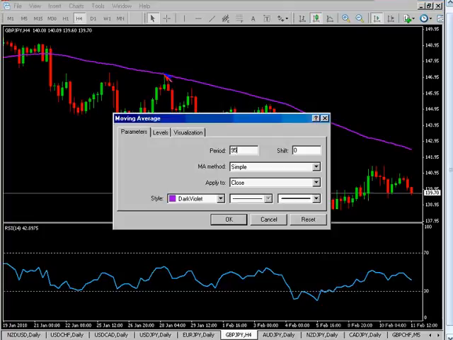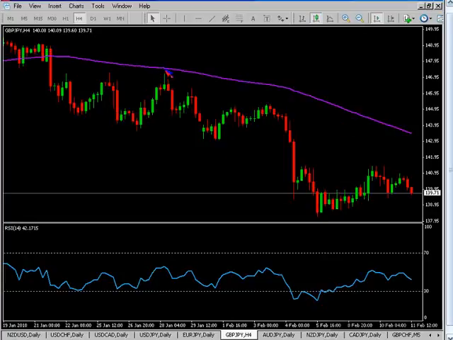Now different moving averages can be used at different times. Let's try a 95 moving average. Well, we see if we use a 95 moving average, it's too long of a moving average because the candlestick doesn't touch the moving average. It factors in 95 candlesticks.